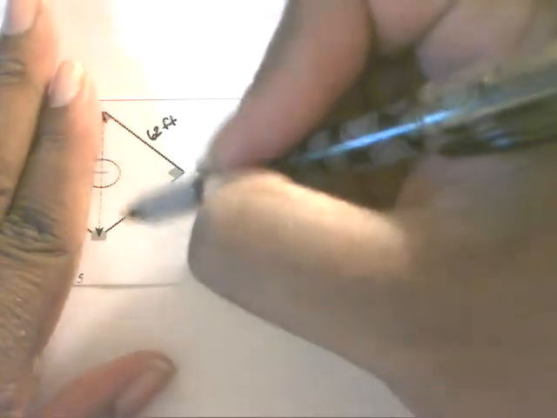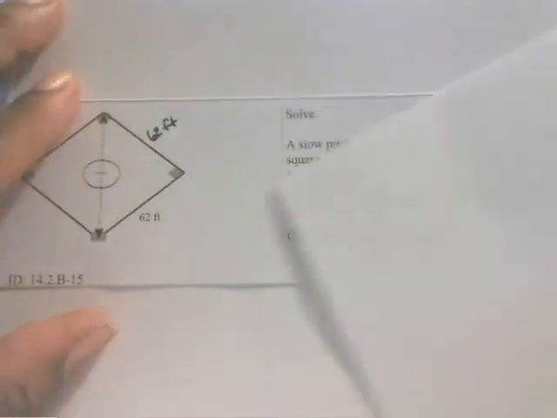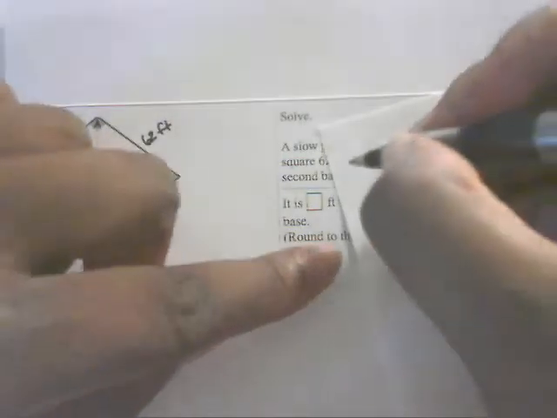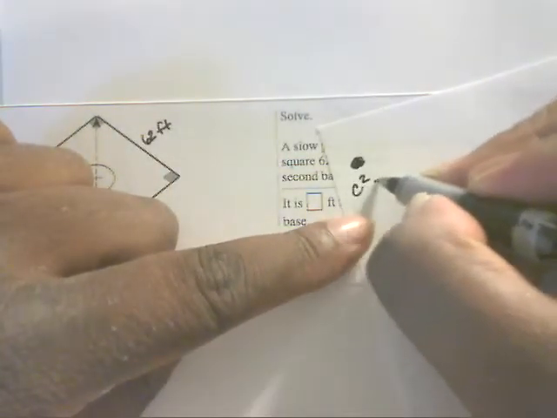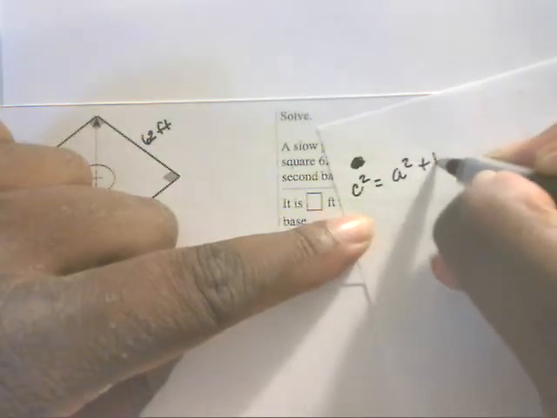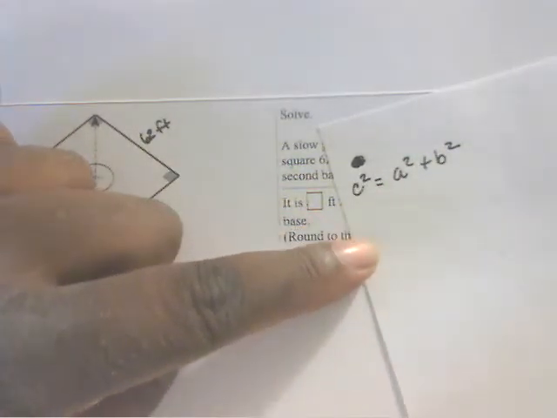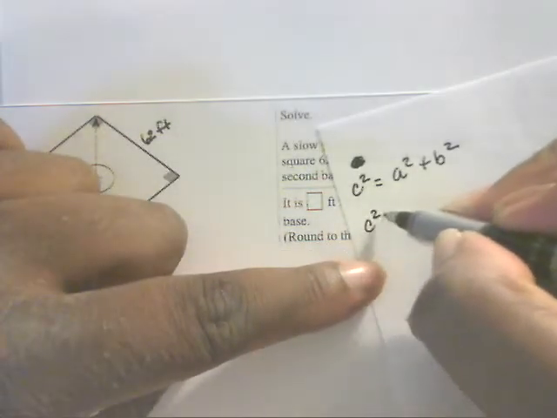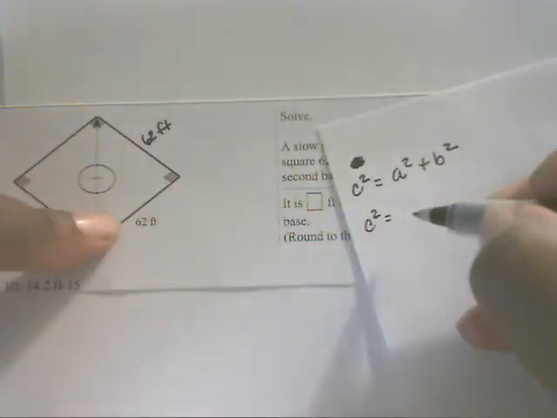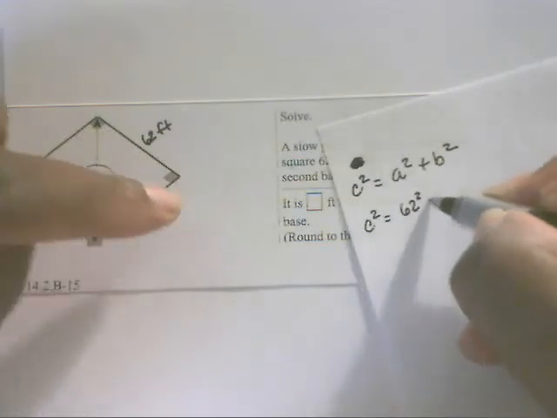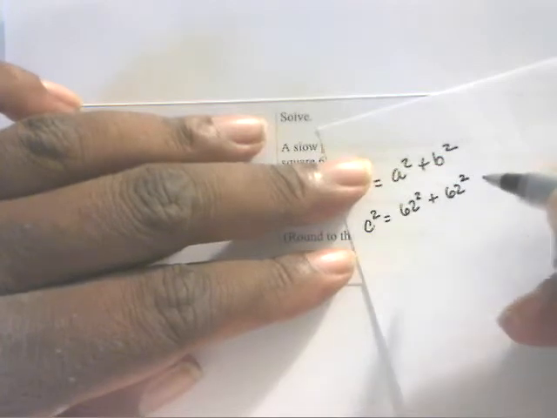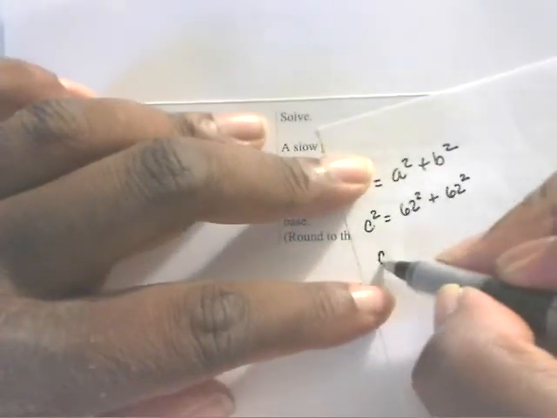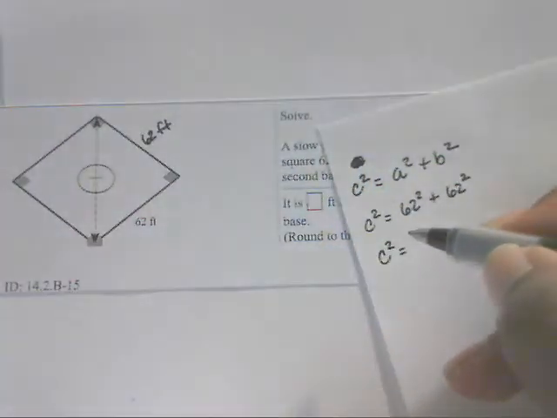If I cover this up, I will have a right triangle. Legs are 62 feet each. And I want to find out what the hypotenuse is. Okay, so in this case, this is where we use a squared plus b squared is equal to c squared. Or you can write this as c squared is equal to a squared plus b squared. Either way, it's the same thing. So here c squared is equal to 62 squared plus another 62 squared, because it is a square baseball diamond.